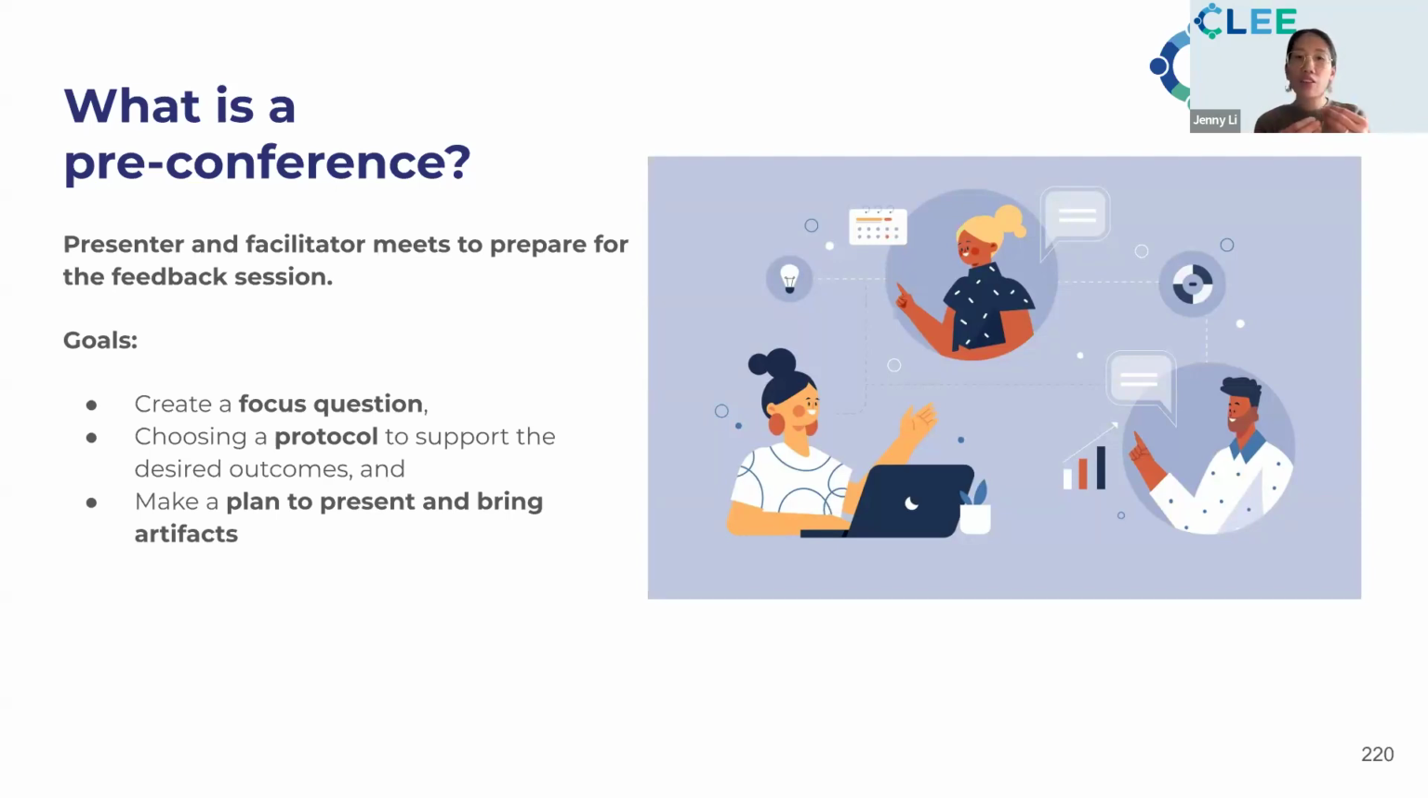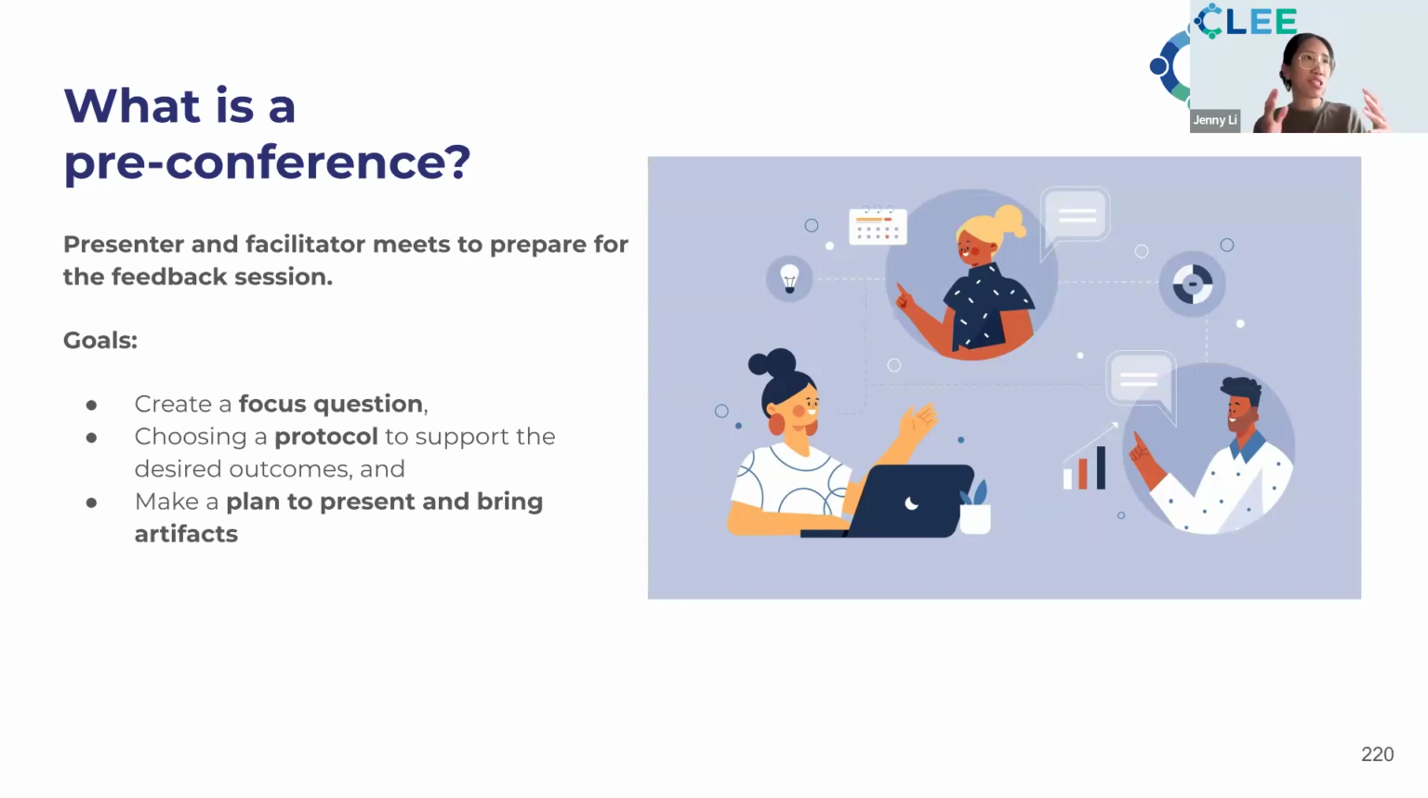And you frame it as a question. You also work together to choose a protocol that matches the desired outcome. So depending on what type of feedback you're looking for from your colleagues, you'll choose a protocol that matches those outcomes. And then you talk and discuss about making a plan to present. So that includes thinking about if you want to bring artifacts or data to share with the team.